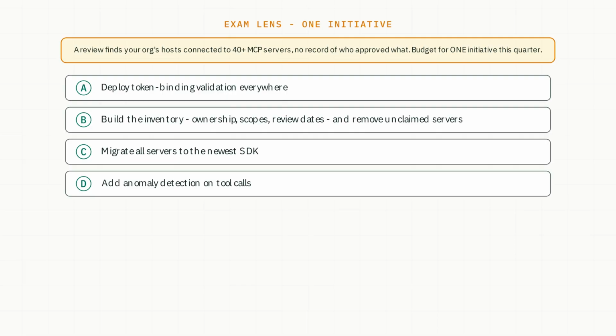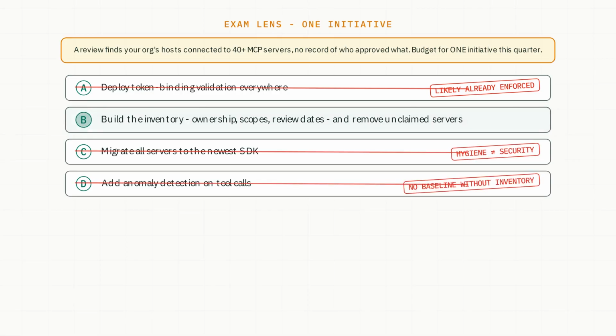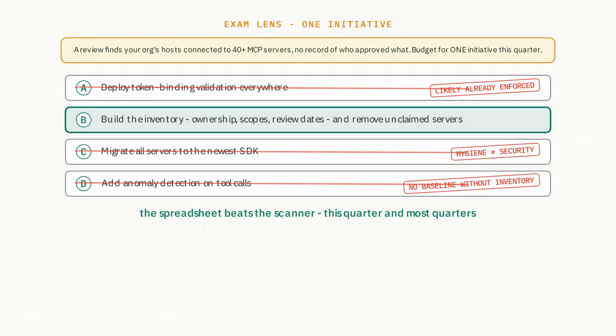Binding is likely already enforced by compliant clients, and it doesn't answer who should have access. The SDK migration is hygiene, not security. Detection without an inventory alarms on a baseline nobody can define. The unaccountable access problem is the finding, the inventory is the fix. The spreadsheet beats the scanner this quarter and most quarters.